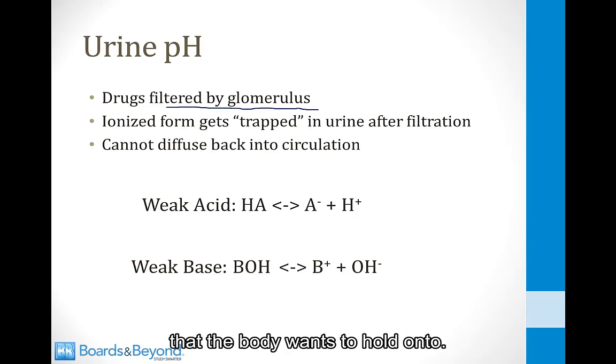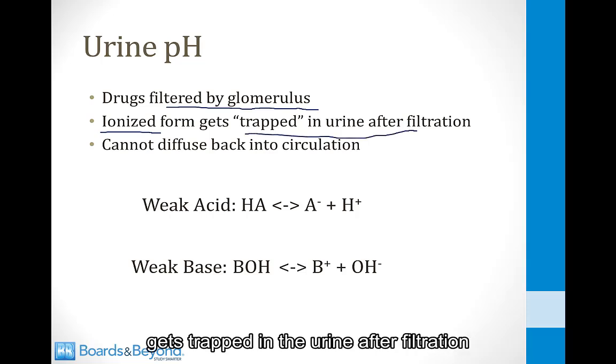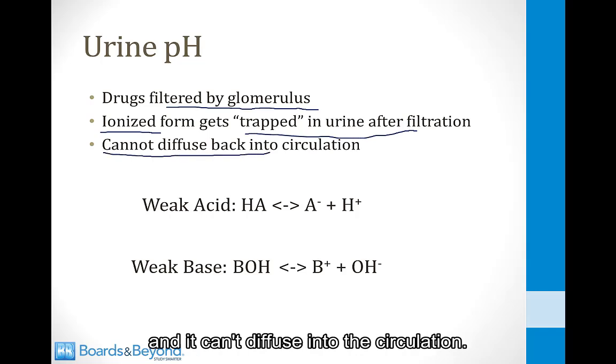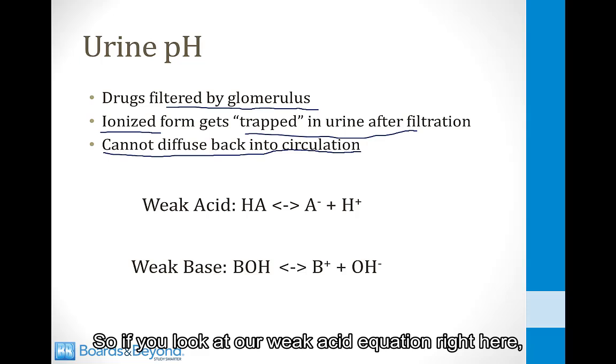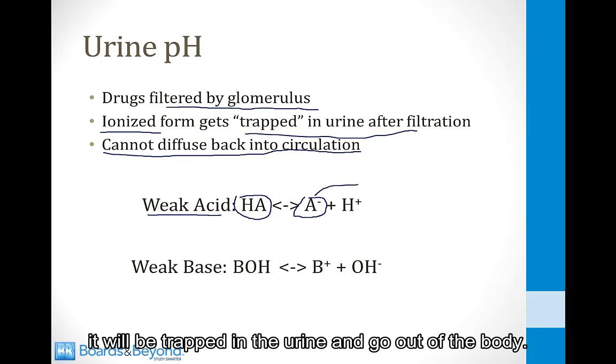The high yield point for you to know is that the ionized forms of drugs, that's the form that is positively or negatively charged, get trapped in the urine after filtration, and can't diffuse back into the circulation. So if we look at our weak acid equation right here, if the drug is in this form in the nephron, it will get reabsorbed. But if it's in this form, it will be trapped in the urine and go out of the body.